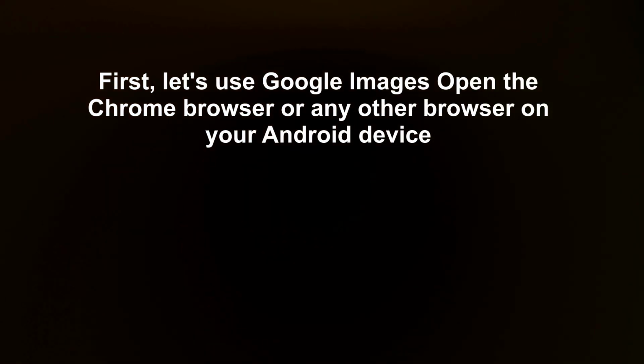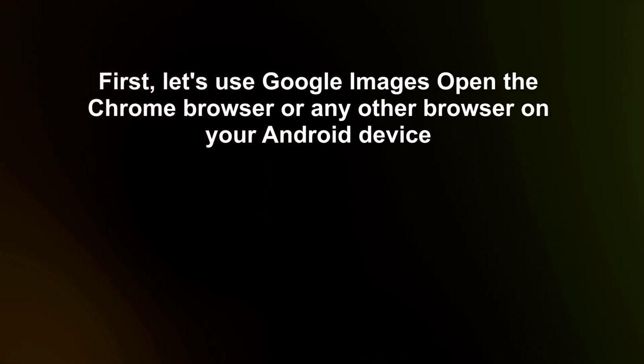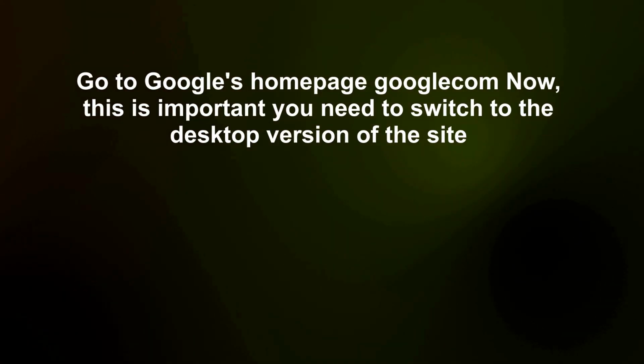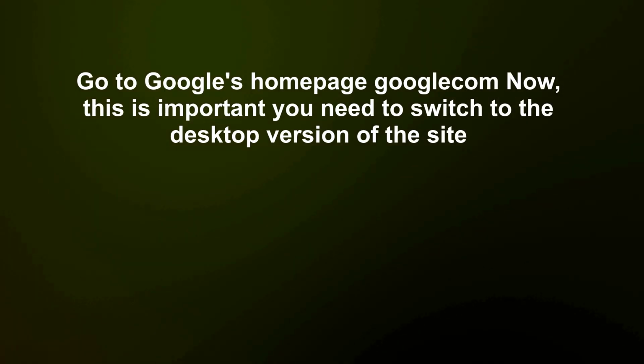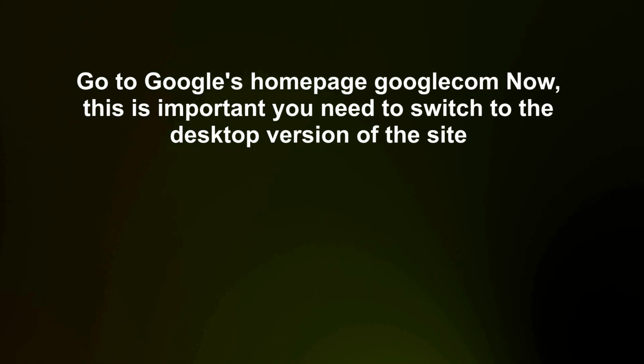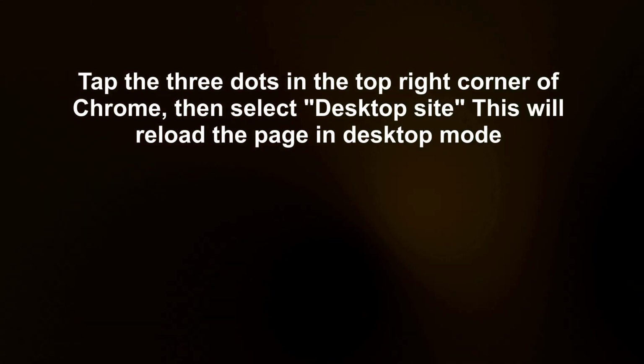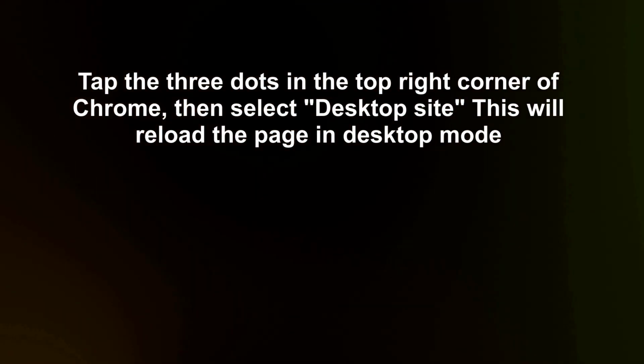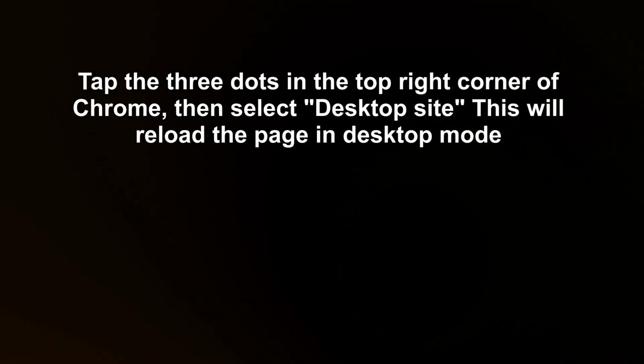Open the Chrome browser or any other browser on your Android device. Go to Google's homepage, Google.com now. This is important. You need to switch to the desktop version of the site. Tap the three dots in the top right corner of Chrome, then select Desktop Site. This will reload the page in desktop mode.